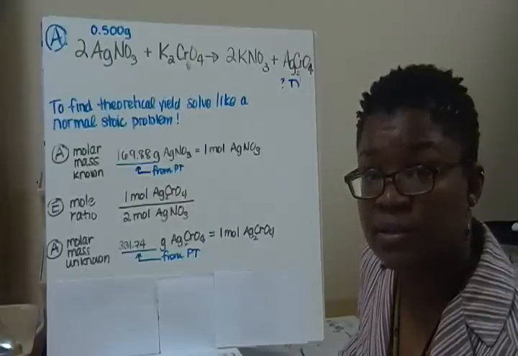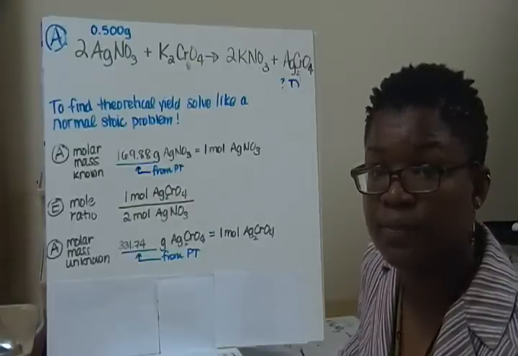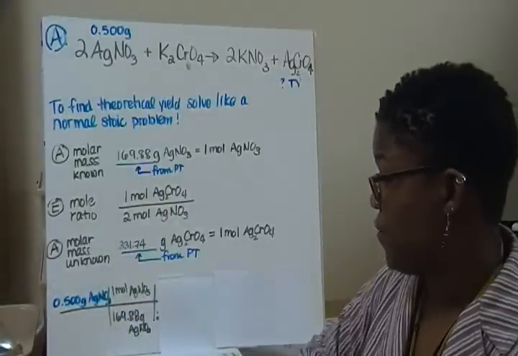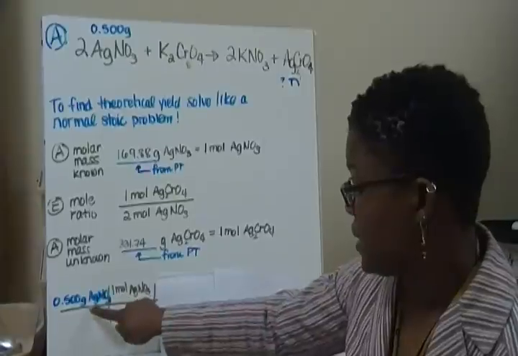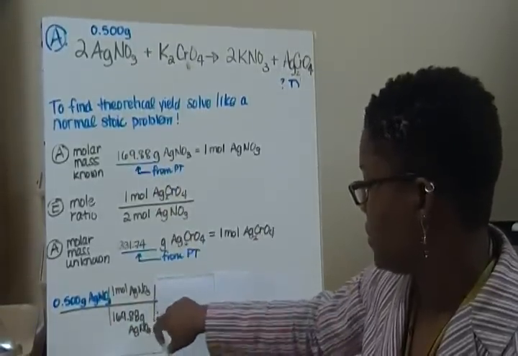So pause here, see if you can set up what the actual setup would look like. So let's look at what I got. We have 0.55 grams of silver nitrate in the first block, because that's our known. Then we put in our molar mass. We need the grams at the bottom so that it can cancel.